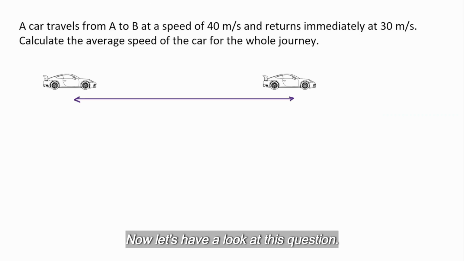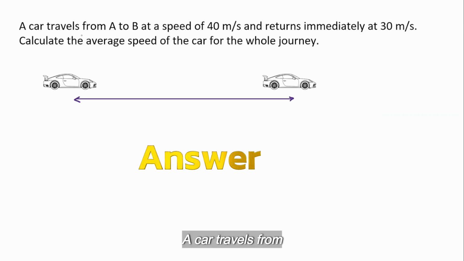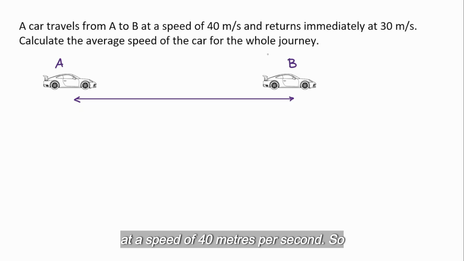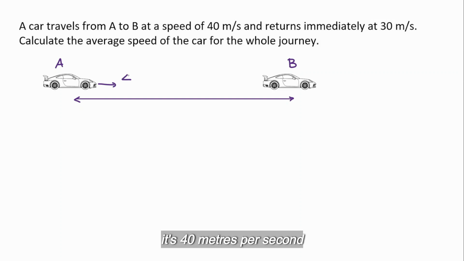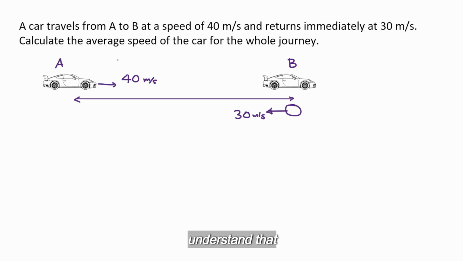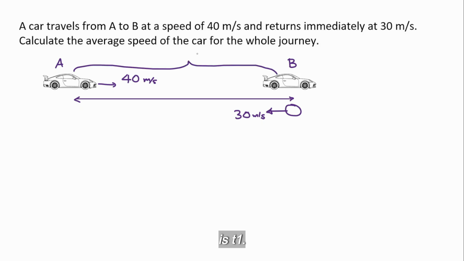Now let's have a look at this question. A car travels from point A to B at a speed of 40 meters per second. So this way it's 40 meters per second. And returns immediately at 30. Okay. And then it turns back and then comes at 30 meters per second. The moment we see that, we can clearly understand that the time it takes to go is T1.